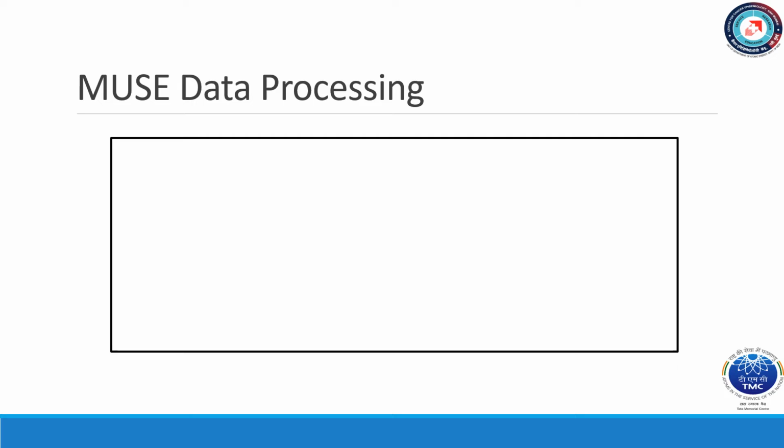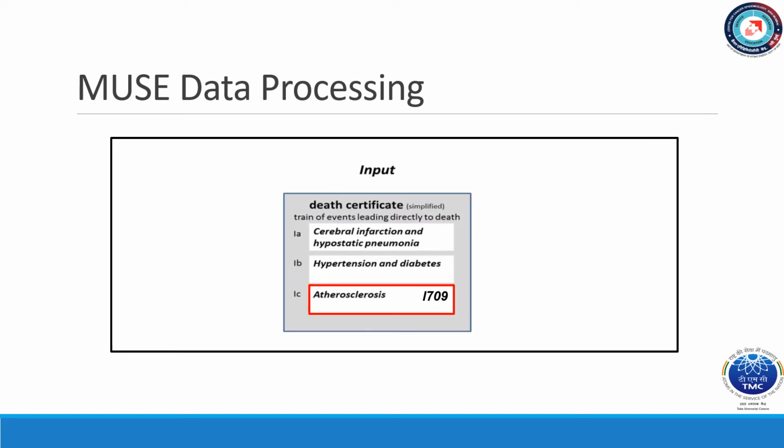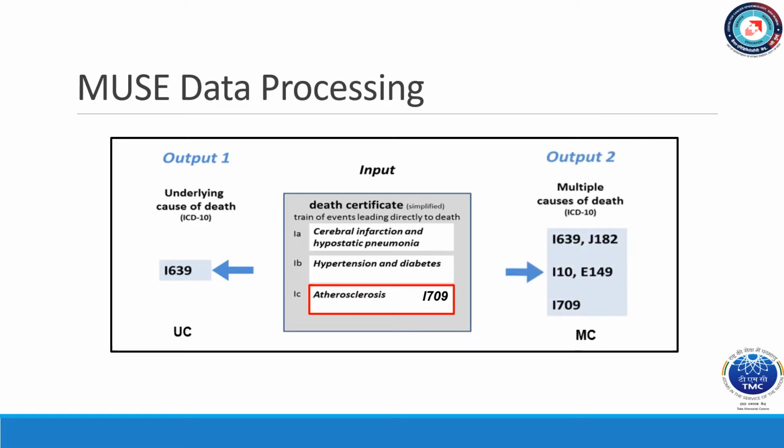Firstly, let's understand the Muse data processing. As shown here, the input is a death certificate with a chain of medical diagnoses to which the Muse algorithm is applied. The originating cause of death being atherosclerosis, as written down by the physician, having ICD-10 code I709, Muse generates two outputs: the underlying cause of death, that is UC, with ICD-10 WHO code I639 as shown on the left-hand side, and the multiple causes of death, that is MC, on the right-hand side.